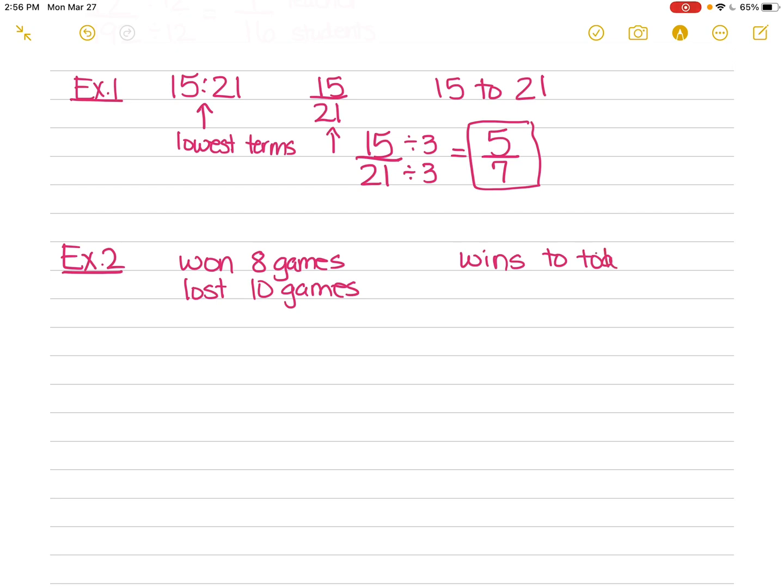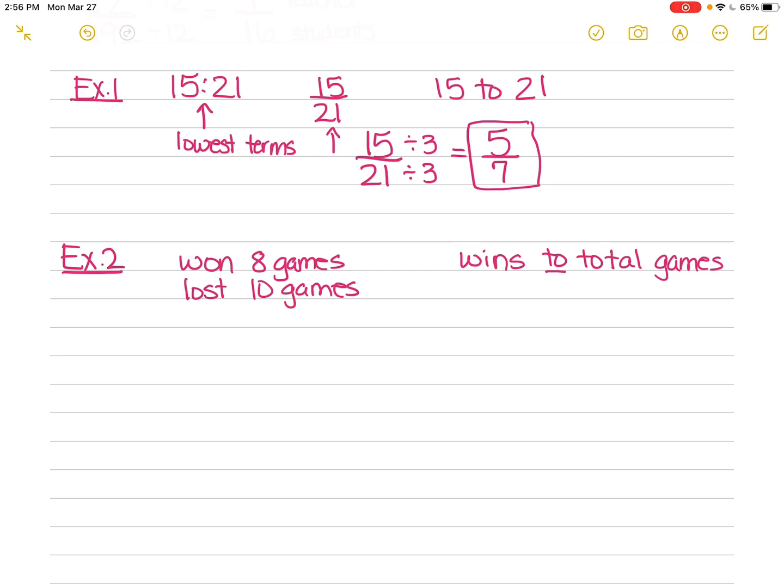Oops, I wrote that wrong. Here, let me erase that. Okay, wins to total games. Okay, so you see that "to" right there? That's going to tell you where either your fraction line goes, your colon, or just the word "to."